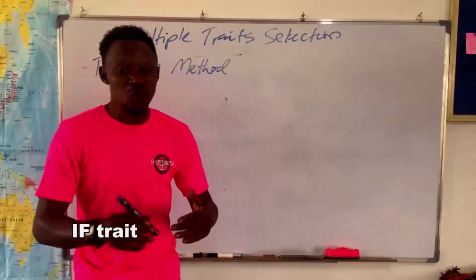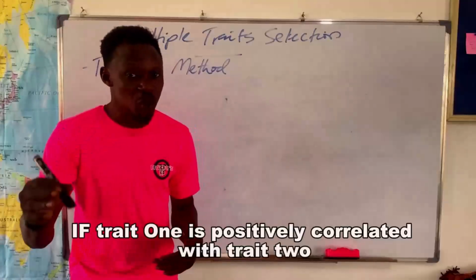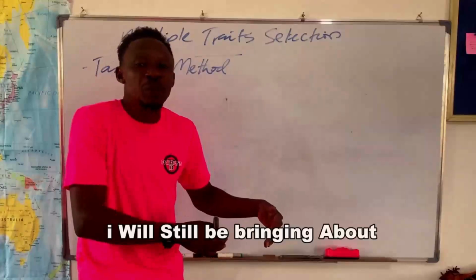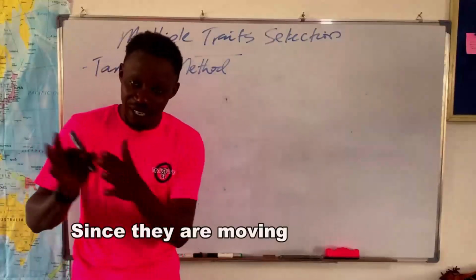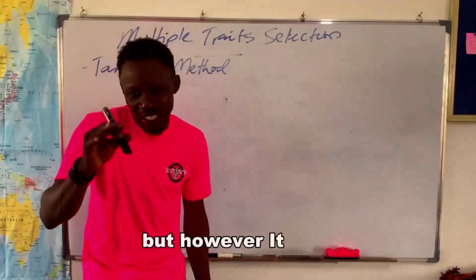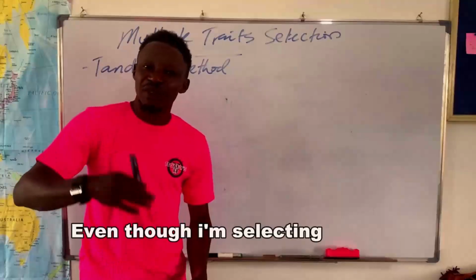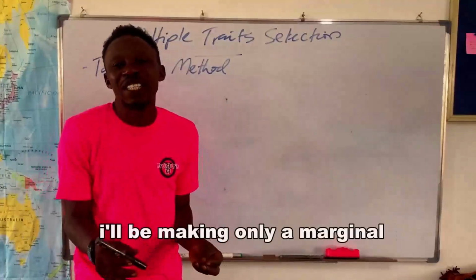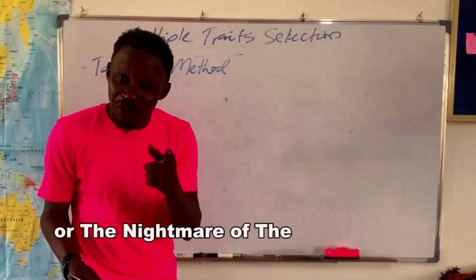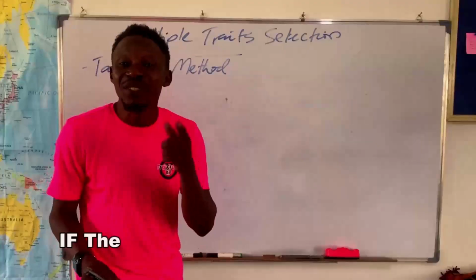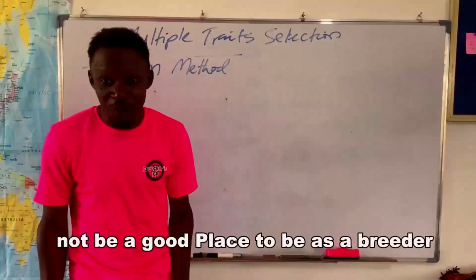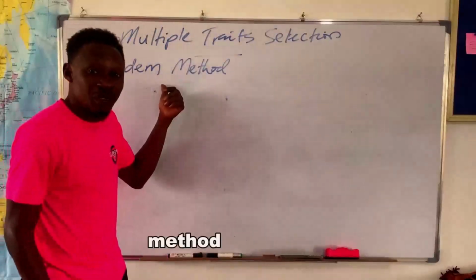For example, if trait 1 is positively correlated with trait 2, it means that if I am selecting for trait 2, I will still be bringing about improvement on trait 1, since they are moving in the same direction. But if the correlation is positive, but however it is low, even though I'm selecting for trait 2, I'll be making only a marginal improvement in trait 1. But the worst case, or the nightmare of the farmer or the breeder, could be if the traits are negatively correlated. Wow, that would not be a good place to be as a breeder using tandem method of selection.